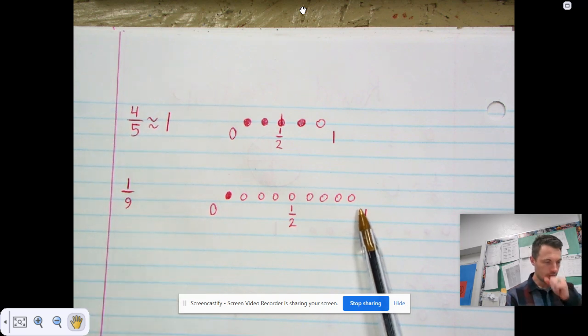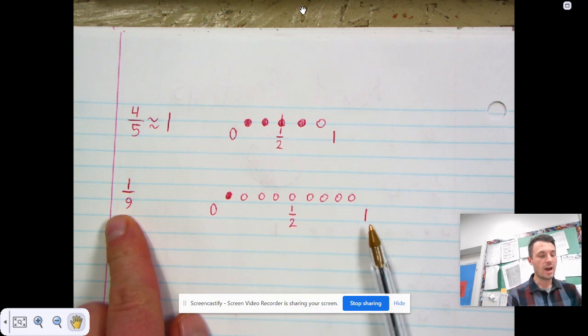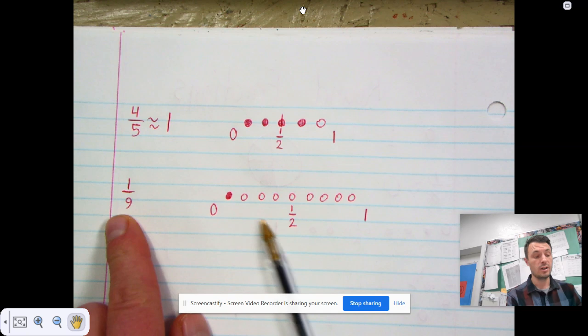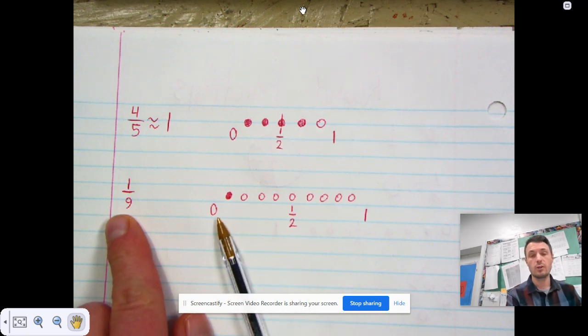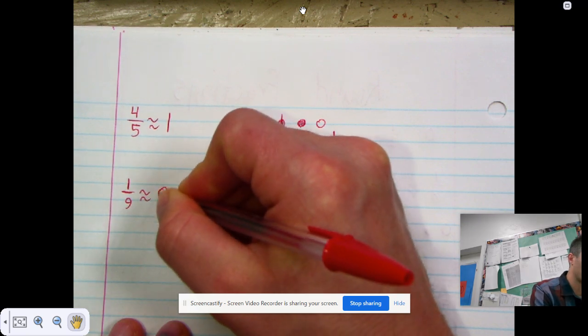So, excuse me, is 1/9 closer to 0, closer to a half, or closer to 1? I think you can see that it's a lot closer to 0 than it is to 1/2, and definitely closer to 0 than it is to 1 whole. So we would say 1/9 is about 0.